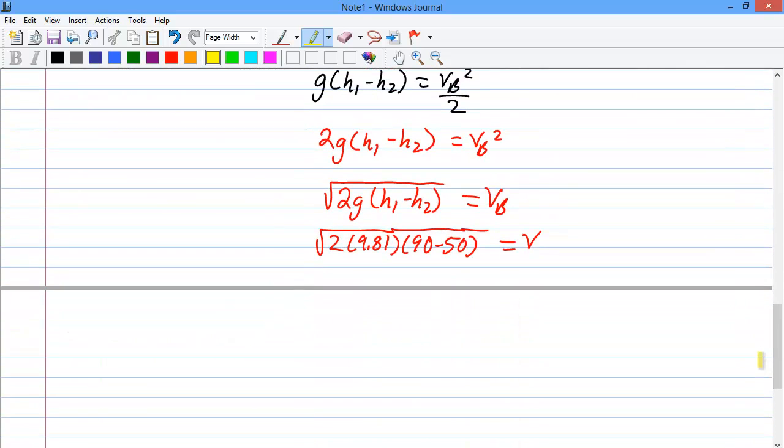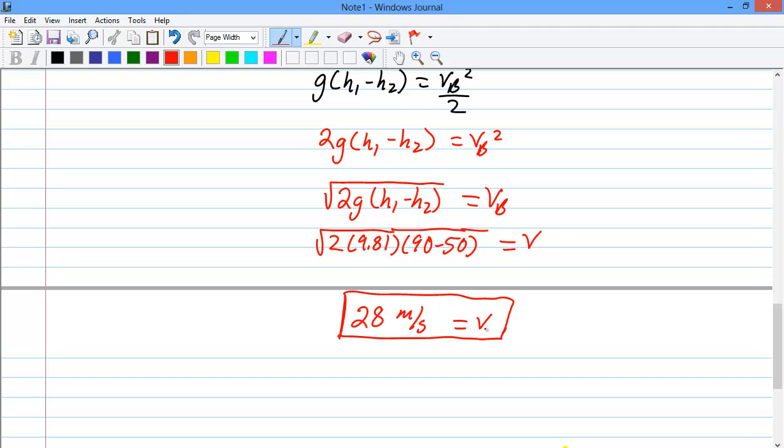So plugging this into my calculator, I get 28 meters per second is equal to V at point B.